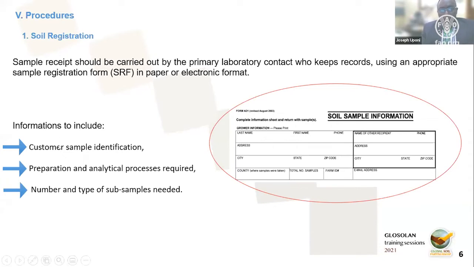Then the total number of samples and the type of sub-samples that are needed is also important. You know that for the various analyses we do in the lab, we do not use exactly the same kind of fraction for all the analyses. So you need to already take note of the number of samples that are needed. For instance, while you are using 2 mm fractions for exchangeable cations and exchangeable acidity, you need fine fractions for organic carbon and total nitrogen. So those subsampling processes must have been documented for the people who are going to do the analysis for avoidance of mistakes and doubts.